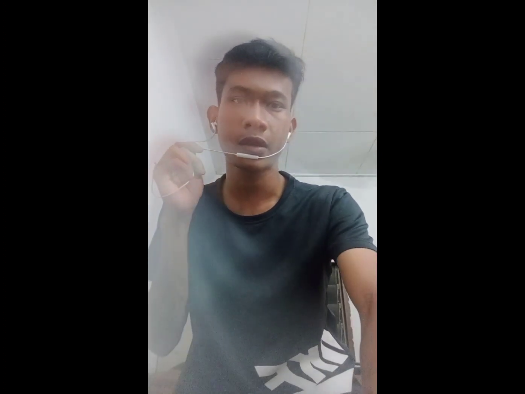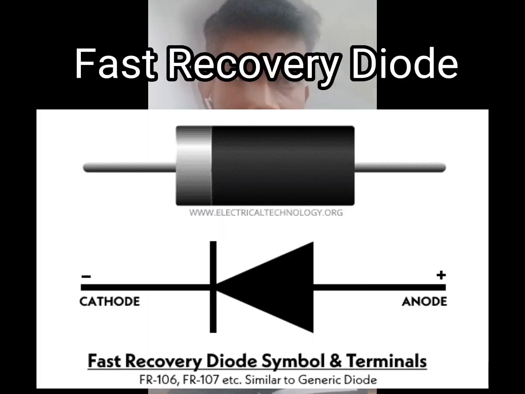Let me tell about general purpose diodes. These diodes have a reverse recovery time around 25 microseconds. Therefore, they can be applied in low frequency and low speed operation. Second, fast recovery diodes. These diodes have quick recovery due to their very small reverse recovery time, less than 5 microseconds, and are used in high speed switching applications.